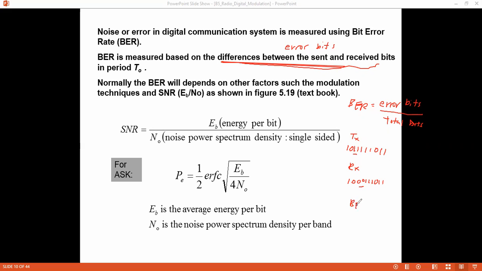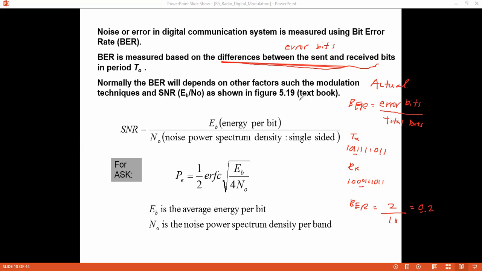So the bit error rate is 2 divided by 10, which is 0.2. Out of the 10 bits that we sent, 2 bits are in error. This is what we call the actual bit error rate, where we compare the bits that we received with the bits that we sent.